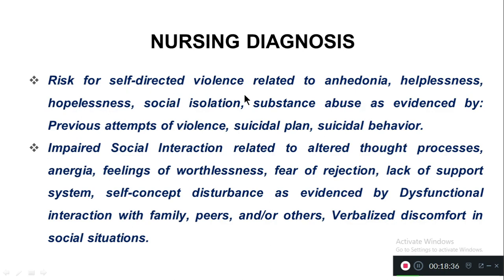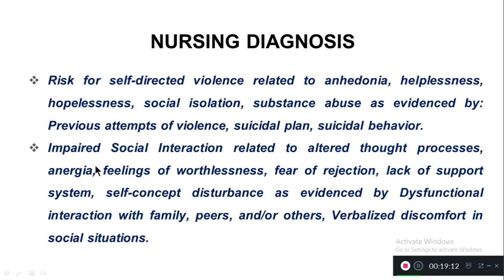Risk for self-directed violence related to anhedonia, helplessness, hopelessness, social isolation, substance abuse, as evidenced by previous attempts of violence, suicidal plan, and suicidal behavior. So write the nursing interventions: how to prevent self-directed violence, how to improve the patient's interest in activities, how to develop the patient's ability to do work independently, how to develop good interpersonal relationships. These kinds of nursing interventions we need to write for this diagnosis.